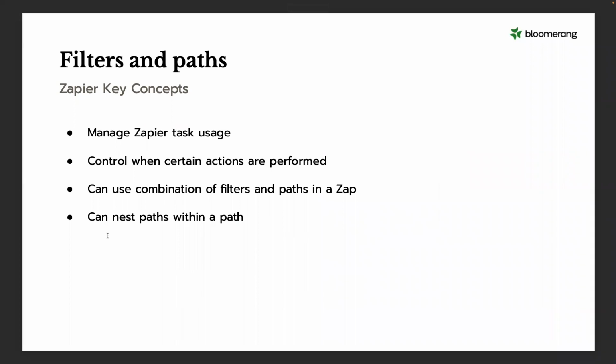Now, filters and paths are typically used in automations to either manage Zapier task usage, so ensuring that you're not proceeding down an automation to update or create records when it's not needed, and also to control when certain actions are performed. You can use a combination of filters and paths in a Zap and even nest paths and filters within each other. So they really can build on each other. It's not a one-time use in an automation. You can use them a number of times as needed.